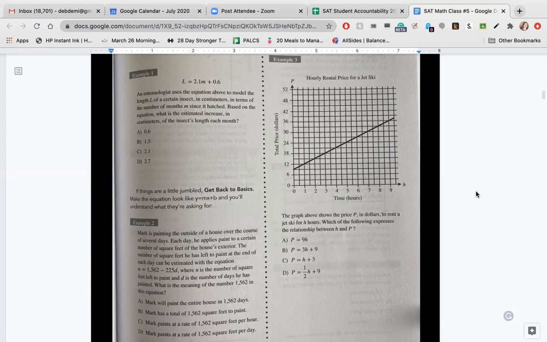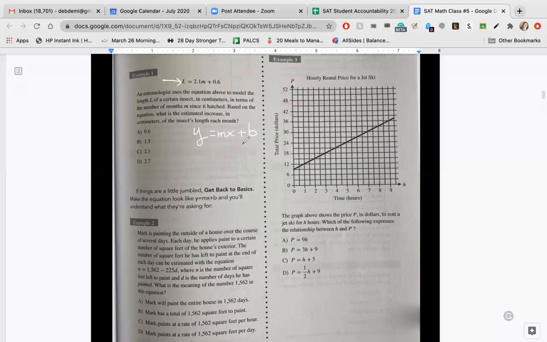All right, for those that don't know, because not everyone understood how to do this problem, it says an entomologist uses the equation above to model the length of a certain insect in centimeters in terms of the number of months since it hatched. Based on the equation, what is the estimated increase in centimeters of the insect's length each month? Okay, that one sounds horrible. So if you look at the equation up here, they give you this equation right here, and that's a linear equation. You know that because it's in the form y equals mx plus b.